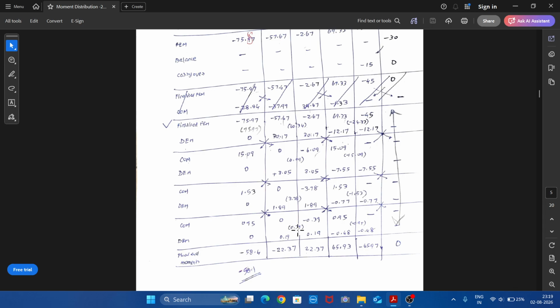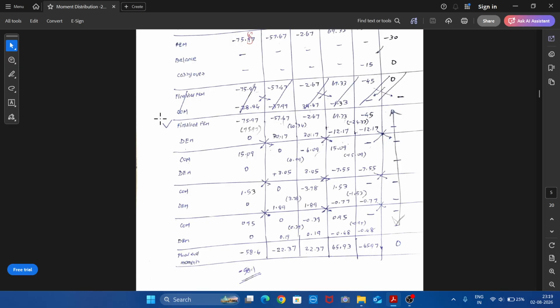So whatever the balancing moment, write within bracket and preferably in pencil. You need to write all these values in the bracket using pencil so that you will not get confused while finding the final end moments. So this multiplied by factor will give you this. Similarly, here 0.95 is here, balancing moment will be minus 0.95. Minus 0.95 multiplied by 0.5 will be minus 0.48 and minus 0.48. So we have completed 1, 2, 3, 4 iterations. So 4 iterations are enough.